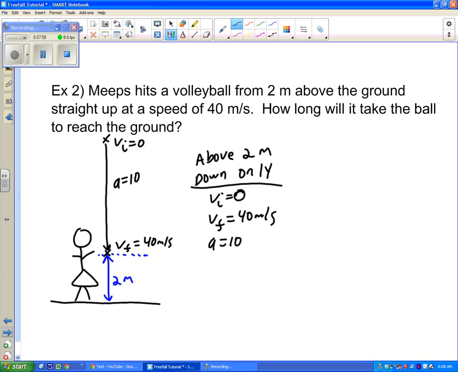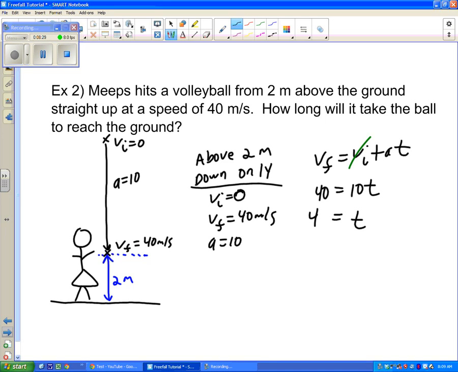All right, so let's do that. So we have this guy. We can plug our numbers in. We have 40. This one is just 0. And we have 10 times t. T equals 4 seconds. And remember, the 4 seconds is only from the top down to the line, the 2 meter line.